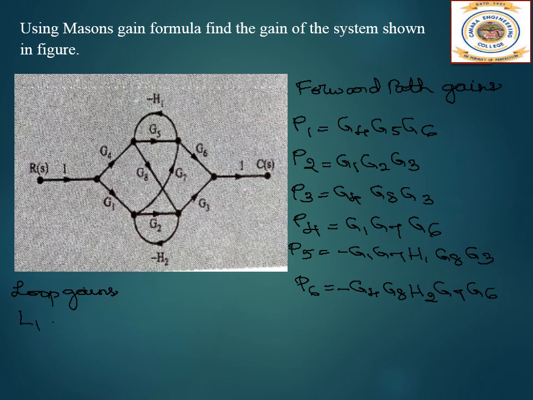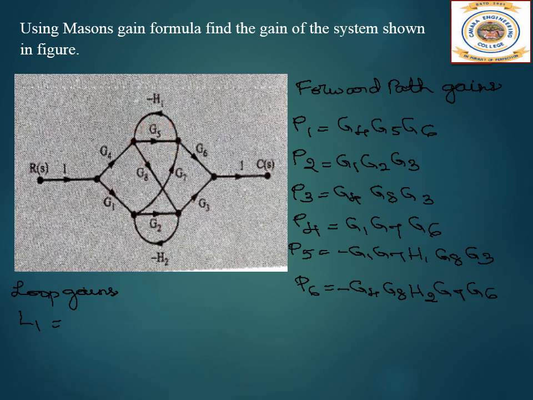So L1, this is the obvious loop over here. See, two loops here we have. One loop is G2 minus H2, another is G5 minus H2. These are the two obvious loops. Then one more loop: G8, then we have minus H2, then G7 minus H1. We are starting from this node. So G8 minus H2, G7 minus H1. So those are the three loops.